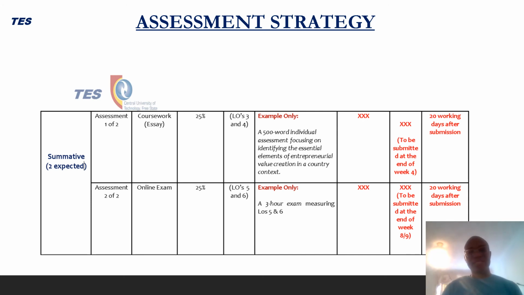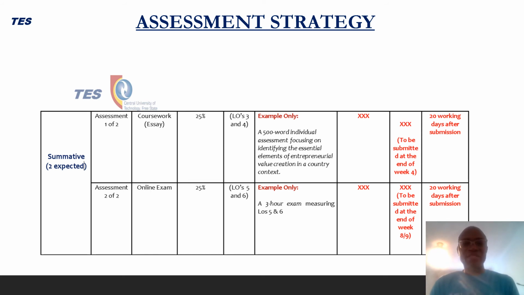So let's come to the summative part. Now, the summative assessment is divided into two parts, 25% each. Okay. The first one is an essay, which is a coursework. So students will be asked to write a 500-word essay on the topic for the week, or you decide exactly how you want to frame it, but it should be related to the topic that you are teaching for the week, or probably the previous one. You decide what you want to ask them.